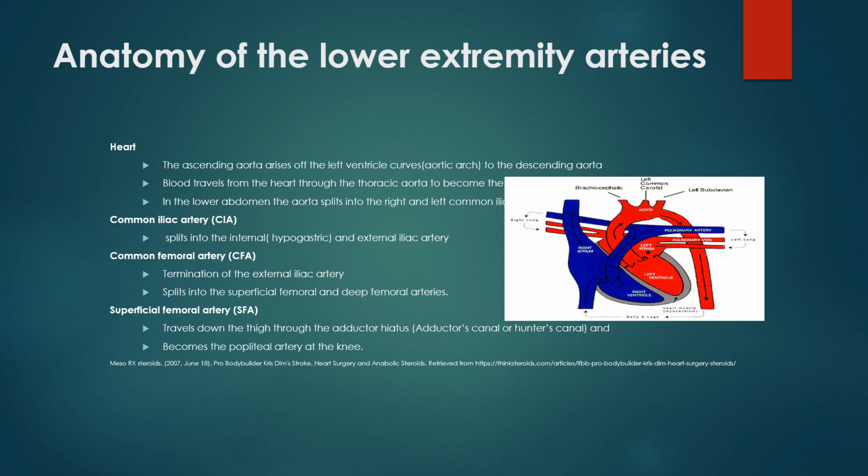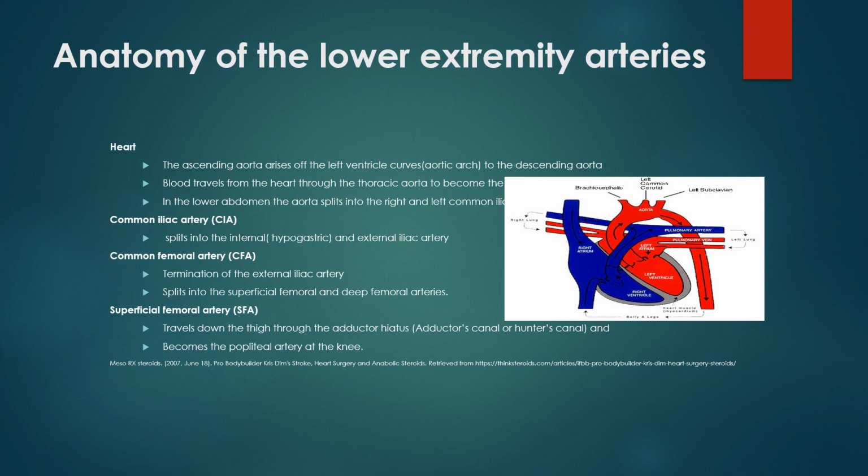So here you have the heart. The blood travels from the heart through the thoracic aorta to become the abdominal aorta. In the lower abdomen, the aorta splits into the right and left common iliac artery. And then you go down to your common iliac artery. It splits into the internal, also known as your hypogastric, and your external iliac artery. Looking at your common femoral artery, it starts at the termination of the external iliac artery, which then splits into your superficial femoral, also known as your femoral, and deep femoral arteries.